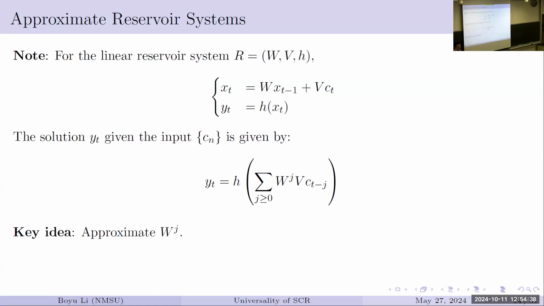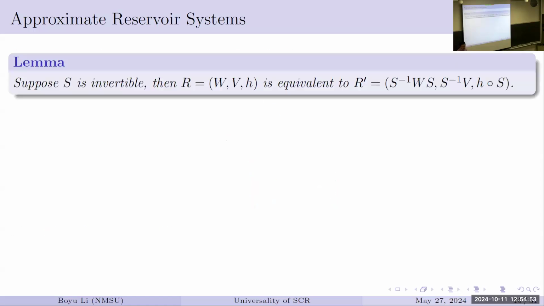So the key idea is you try to approximate powers of this W. Okay, so that's the whole idea. And so let's do a warm up. What are some easy ways we know about? So first of all, okay, you have a reservoir system. Well, what matrix trick do we know?